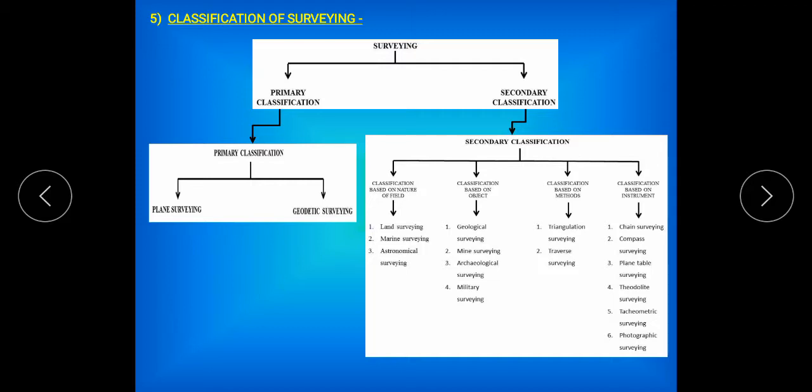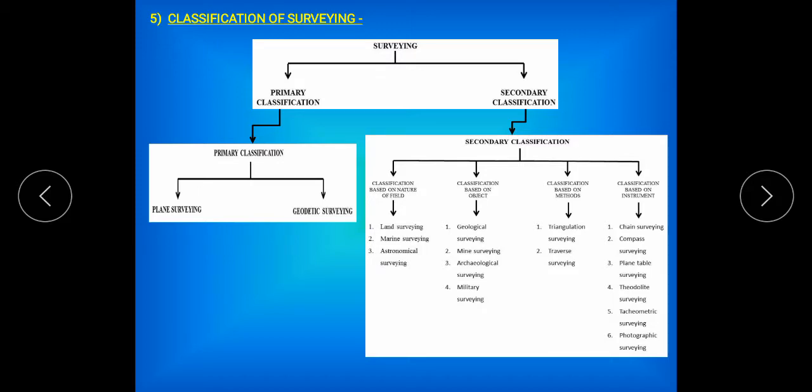Next, in the classification based on object, there are four types. The first is geological surveying, which in Marathi is Bhugarbha Shastra. The second is mine surveying, which means the survey we carry out below the ground surface of the earth. The third is archaeological surveying, which is Puratatva in Marathi. The fourth is military surveying, which means the road or railway connecting two countries.